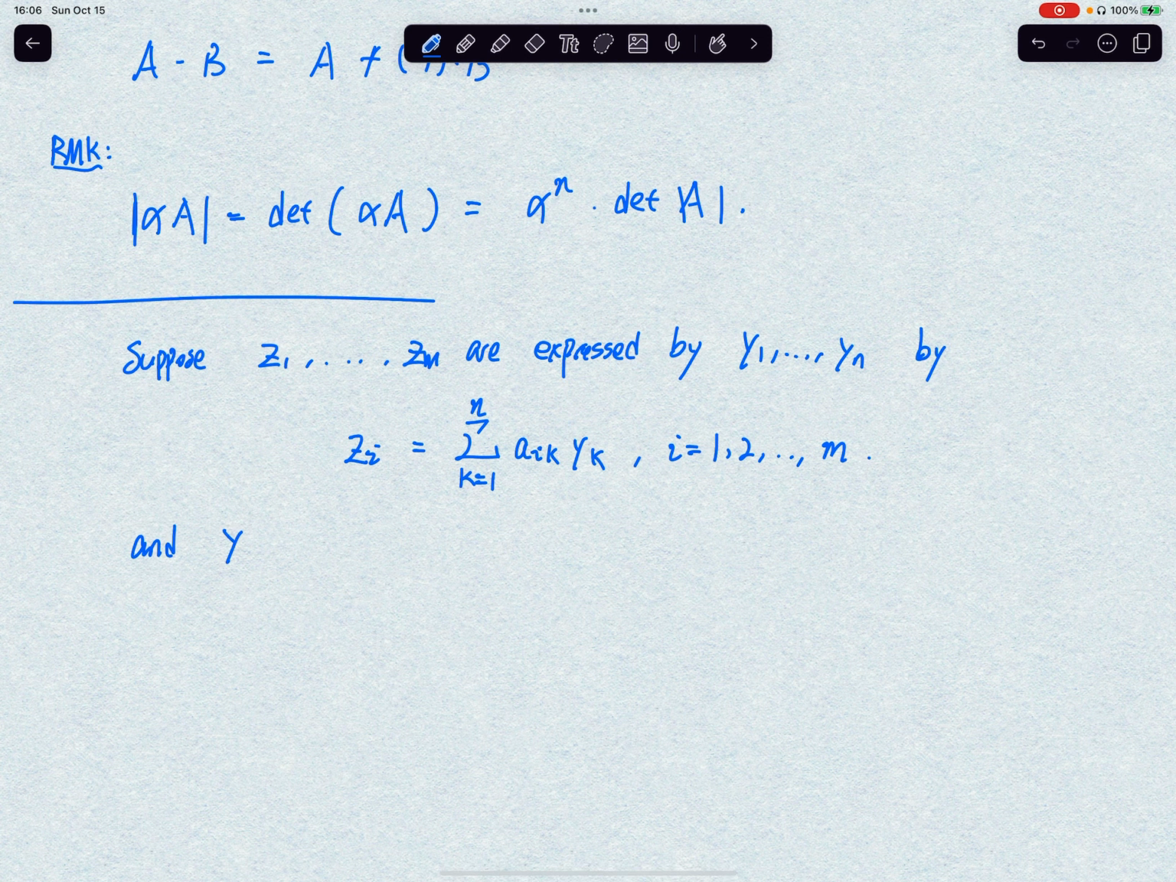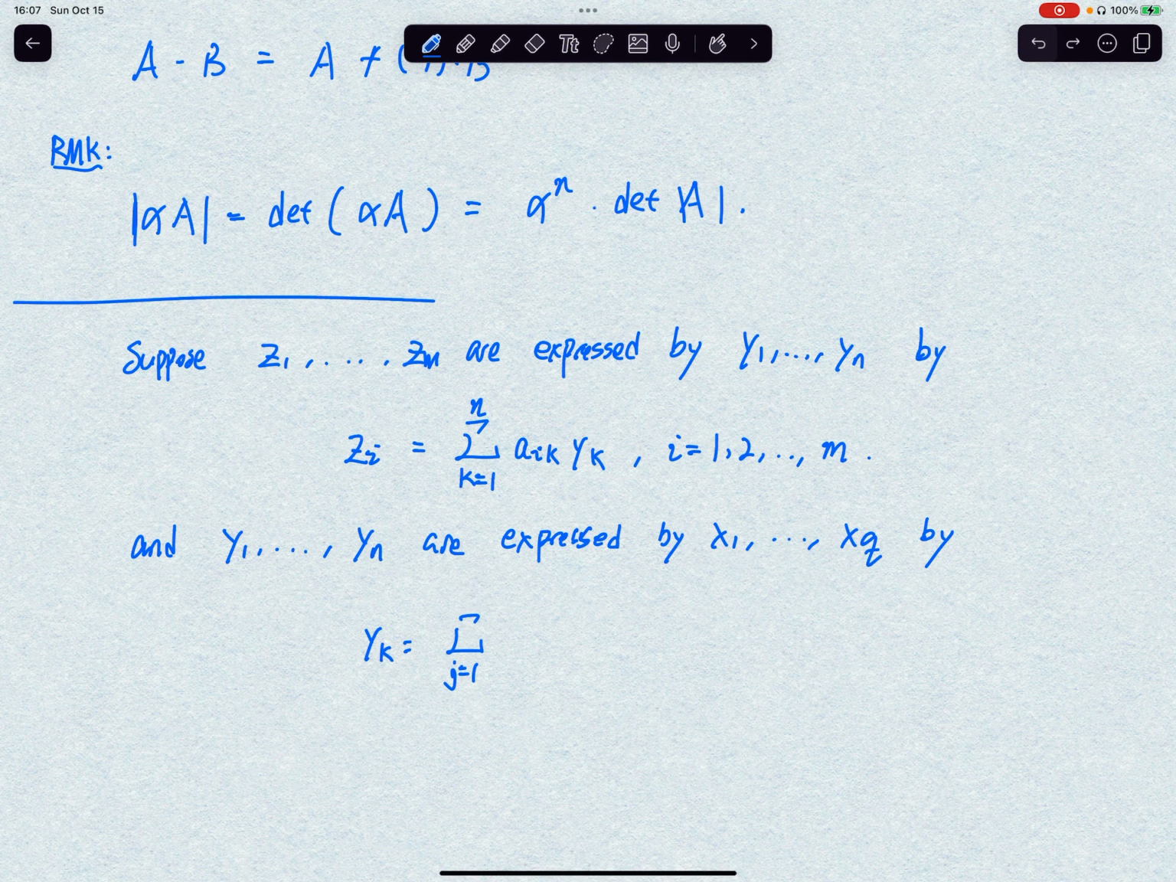And we further have y1 up to yn expressed by x1 up to xq by the transformation y_k equals the summation over j from 1 to q of b_kj x_j, where k ranges from 1 up to n.